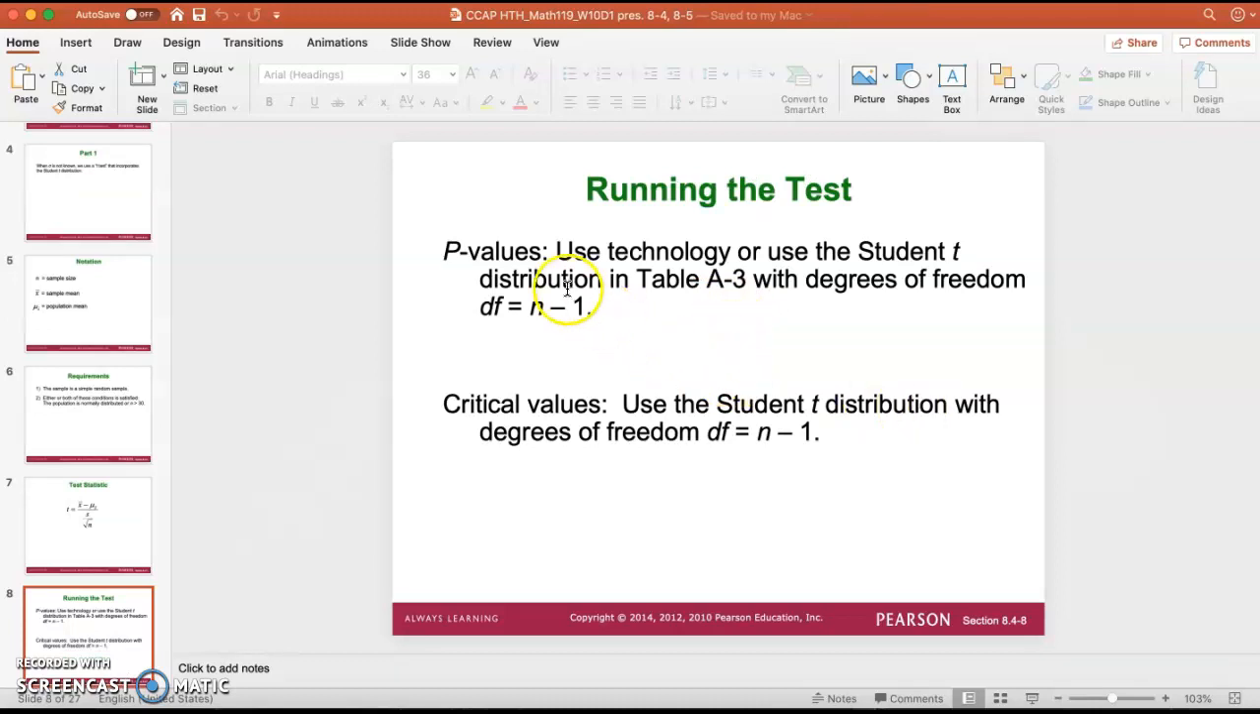Now for running the test, we can use the p-value method, which using technology will be our best bet when we have to do the t-distribution. Because we can also use that t-table, or table A-3, to find critical values if we're going to be using just the critical value method. And keep in mind, in either case, no matter what, our degrees of freedom is always just our sample size minus 1. And degrees of freedom really only comes into play with that t-distribution.